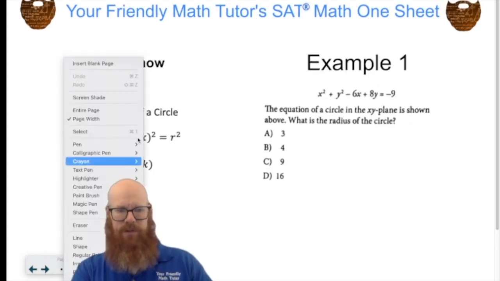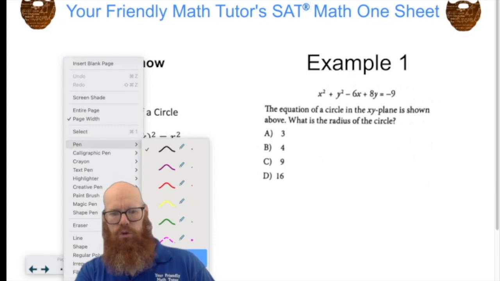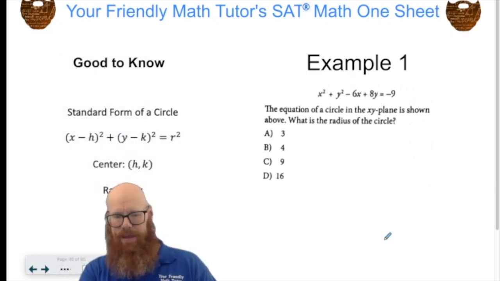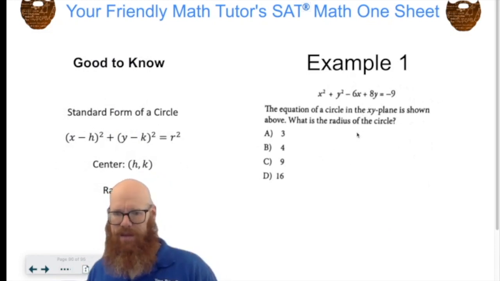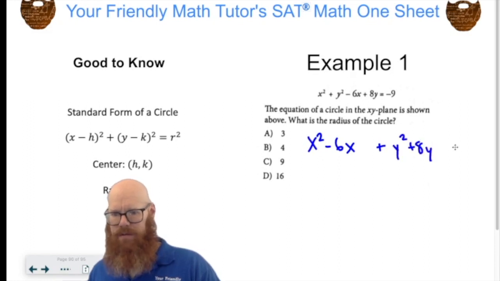In our first example, when it comes to a circle, they do give you the area and the circumference, but they do not give you this formula. So you really need to know this standard form for questions like this. They want the radius of the circle. So we're going to group the x's together and leave a space, group the y's together and leave a space, and keep the -9 over here where it is.